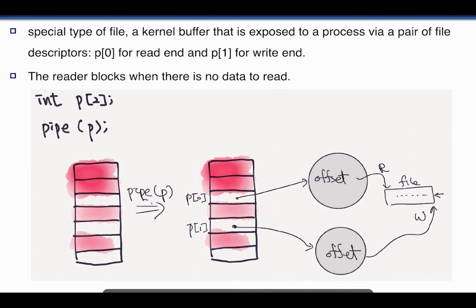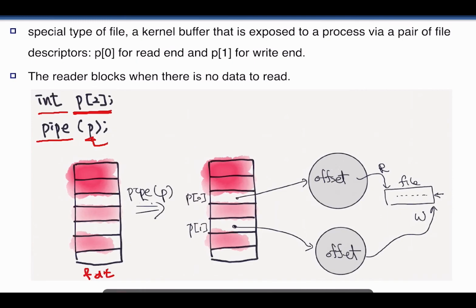The first one is for read and the second one is for write. So the file descriptor is supplied an array of two integers where the operating system stores the two file descriptors. Like this: you define an array of two integers and then you call pipe with p. Then you create a special file with two file descriptors. So this is the file descriptor table.